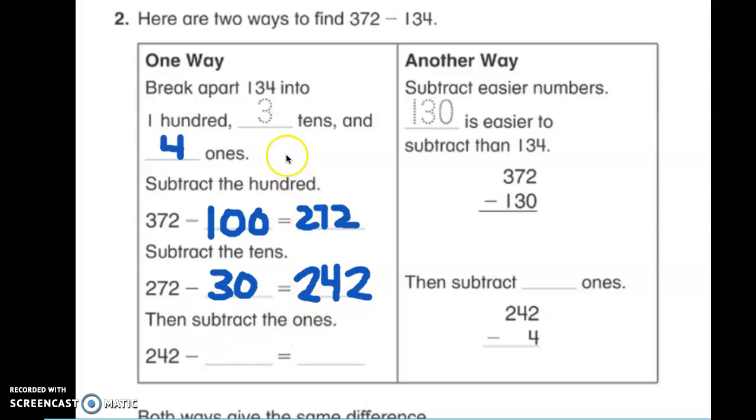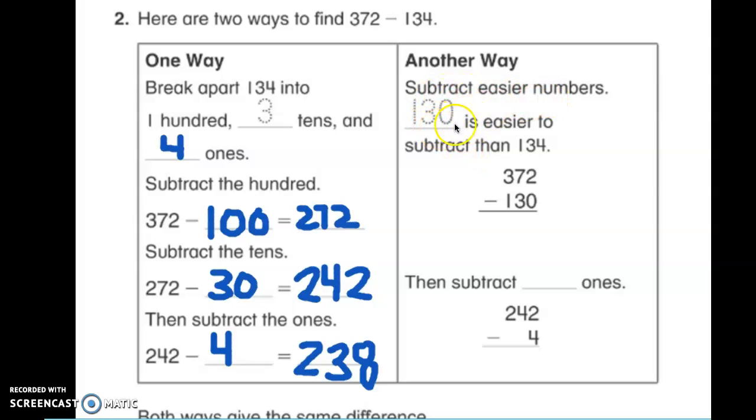Then we're going to subtract the ones. We have 4 ones to subtract. So 242 minus 4 is going to give us 238. Now notice, because I didn't have enough ones, I only had 2 ones, I had to go down a tens place. Another way is to subtract easier numbers.